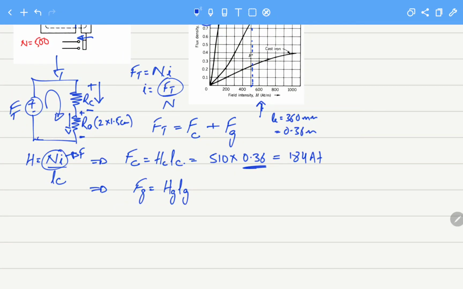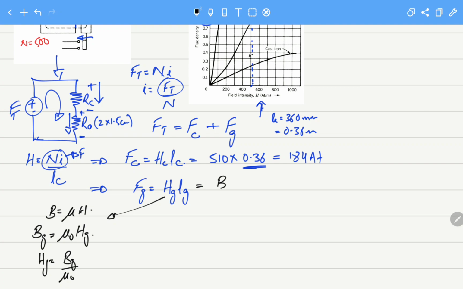This comes from our formula. We know that Bg equals mu Hg. Now let's go to the simple formula, B equals mu H, and for the air gap this will be mu naught, because the relative permeability is equal to 1, and it is Hg. So we can write Hg equals Bg over mu naught.